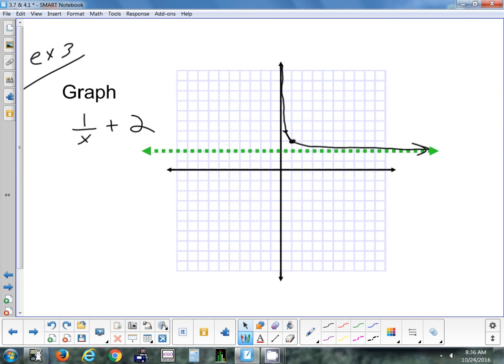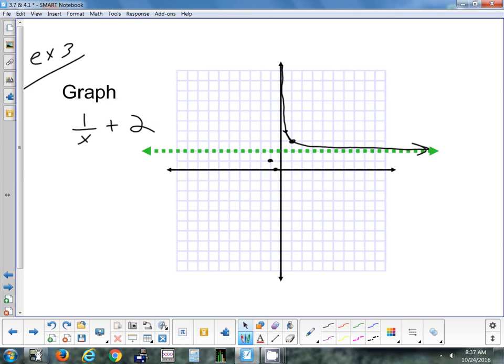Let's try plugging in, I don't know, what would be a good value to plug in for x? Sure, we could do -1. 1 divided by -1 is -1. -1 plus 2 is 1. So (-1, 1). We could also do -0.5. That would be -2 plus 2. That would be 0. So (-0.5, 0). It's almost like a mirror image of what we just had.